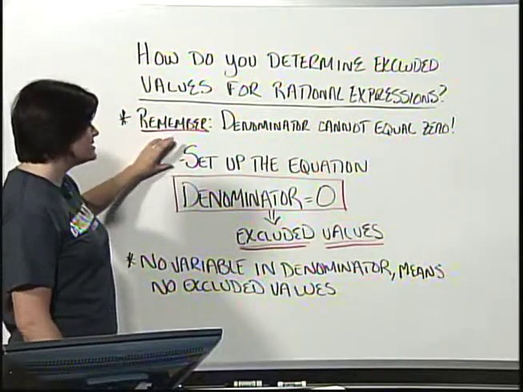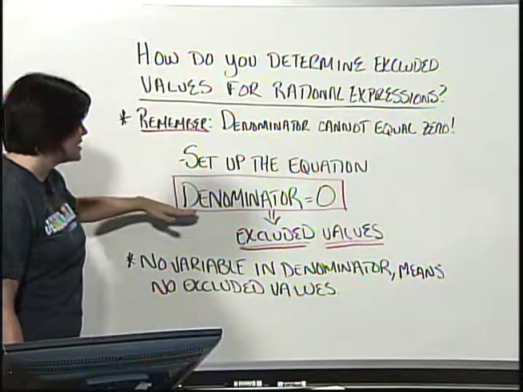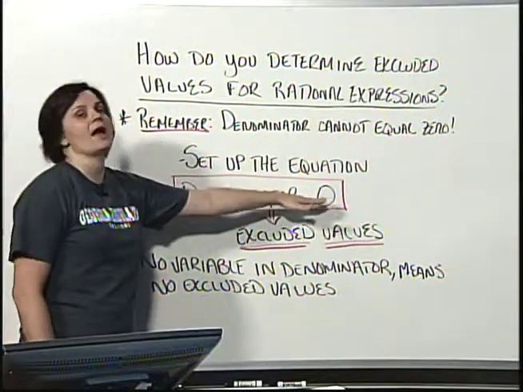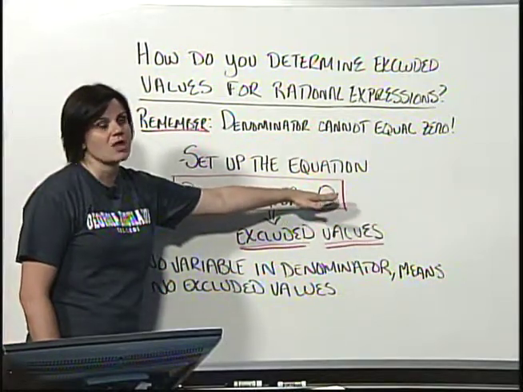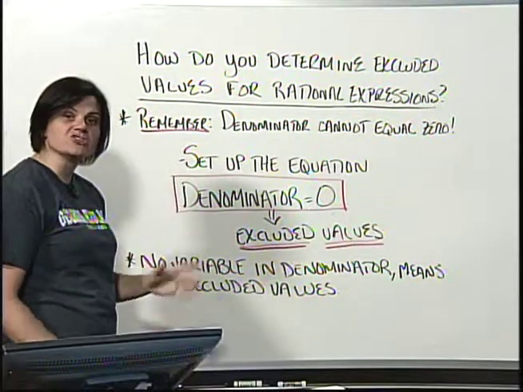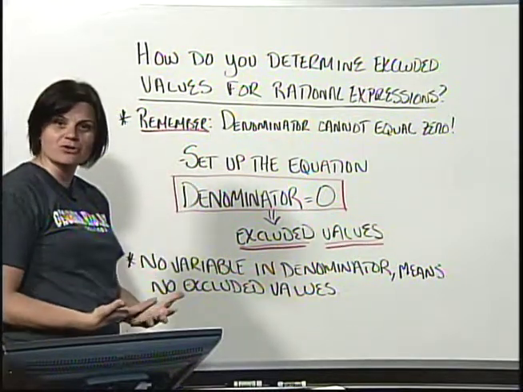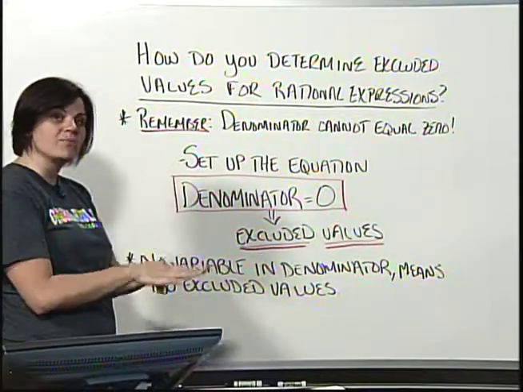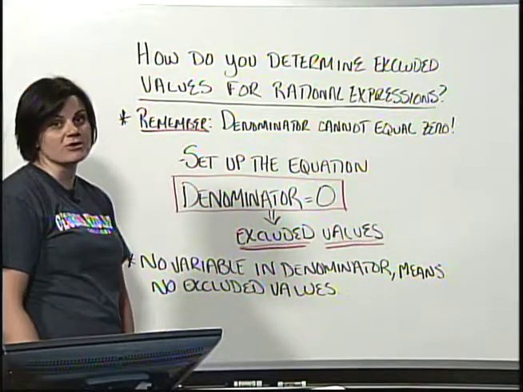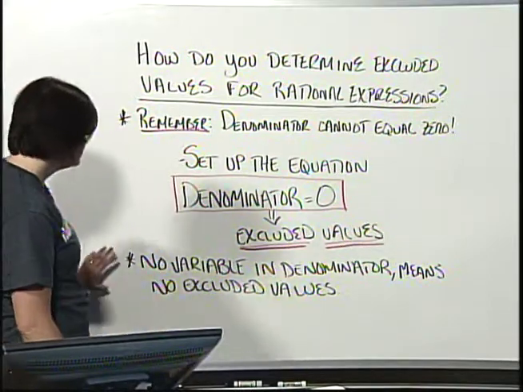Well, you simply set up the equation taking your denominator and equaling it to 0. And when you solve this equation, that's going to give you the values for which if you plug them in, it would cause the denominator to equal 0.